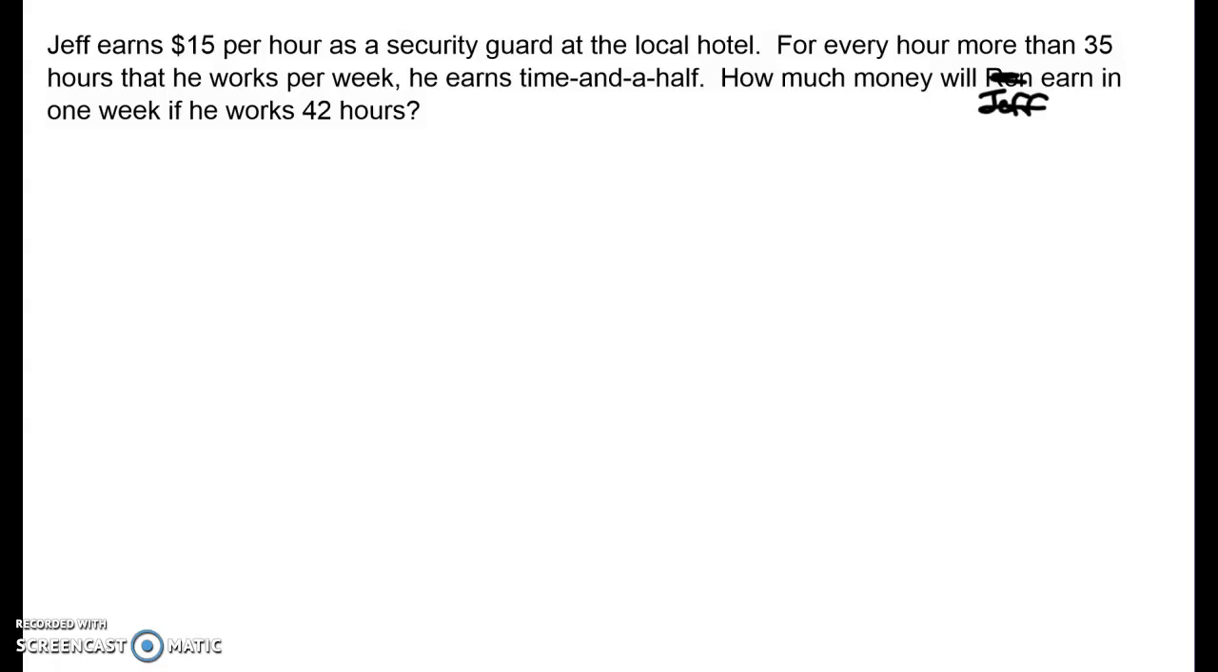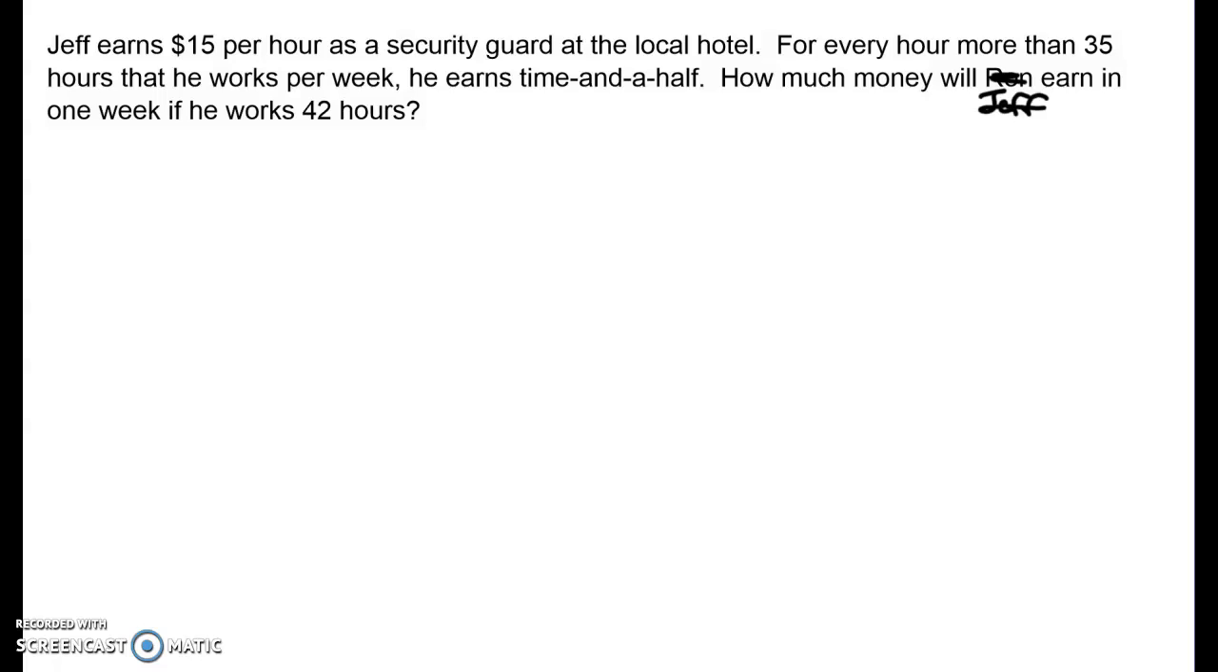Now, you may not have heard of that term before. It means he gets his regular pay per hour plus another half of that pay. So if he gets $15 per hour, that means if he works overtime, he gets 15 plus half of 15, $7.50. So he gets $22.50 per hour if he works more than 35 hours. How much money will Jeff earn in 1 week if he works 42 hours?